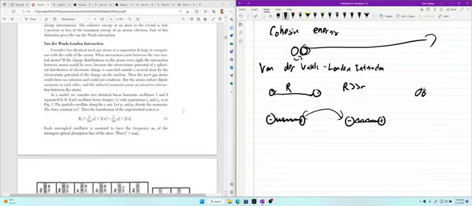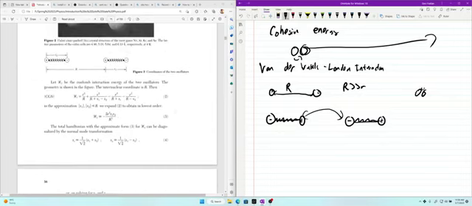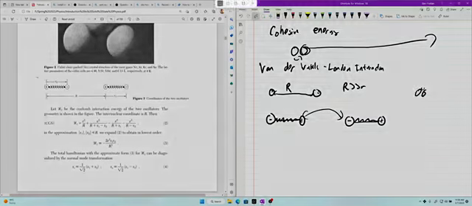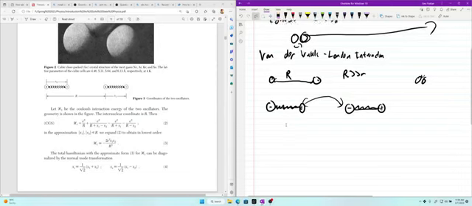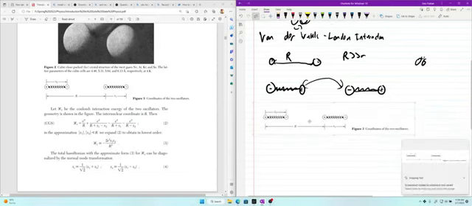Let me first grab the diagram for you, just so I can draw on it. Okay, I did it backwards, but it's the same thing. You see what I'm talking about?